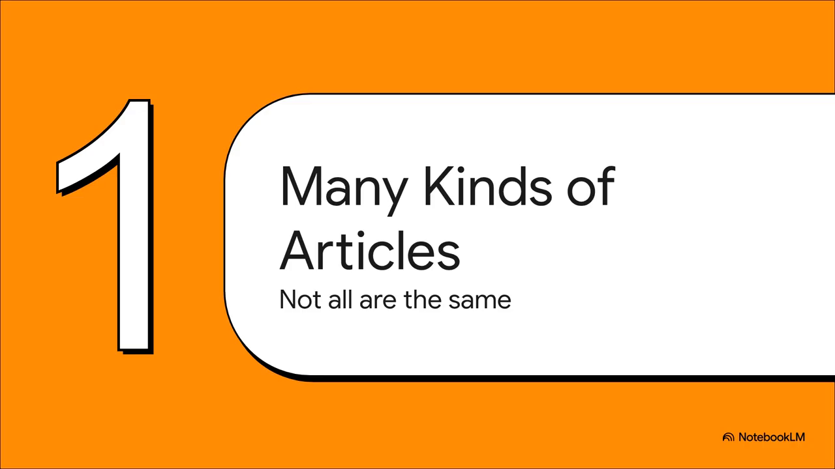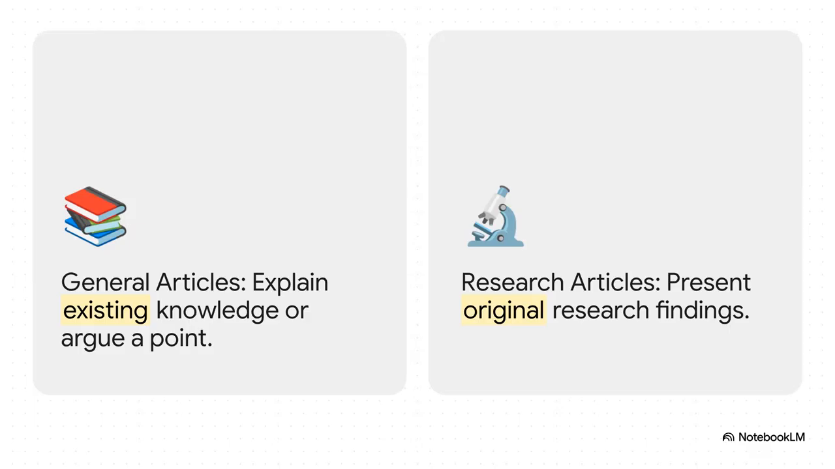Okay, so first things first, we have to get one thing straight. Not all academic articles are created equal. There are actually a bunch of different kinds, and each one has a totally different job. You can basically split the academic world in two. On one hand, you've got articles that explain what we already know, or maybe argue a certain point. But on the other hand, you have research articles. And these are the real game changers, because they're presenting something totally new, the findings from an original, first-hand investigation.